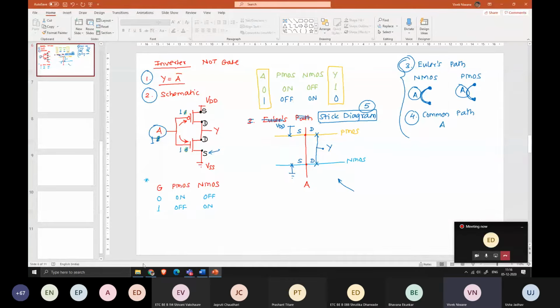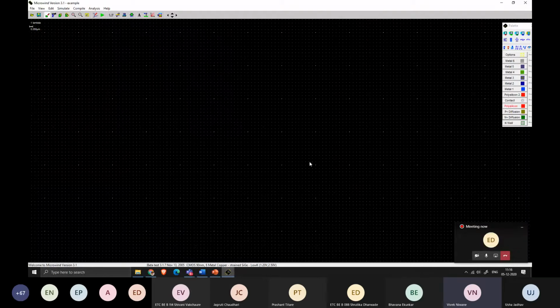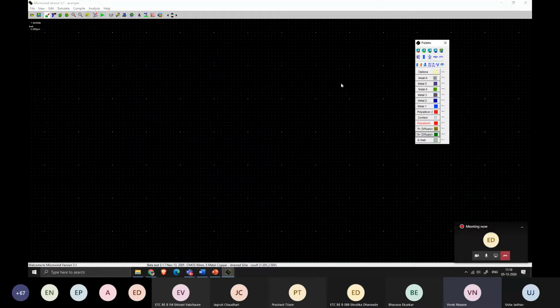Now let me go and open up the Microwind. Okay, so we do have the Microwind software. This is Microwind 3.1, and can you see something black over here? Yes or no? Some sort of palette with lots of colors in it. Can you see? Yes, sir. Okay, great.